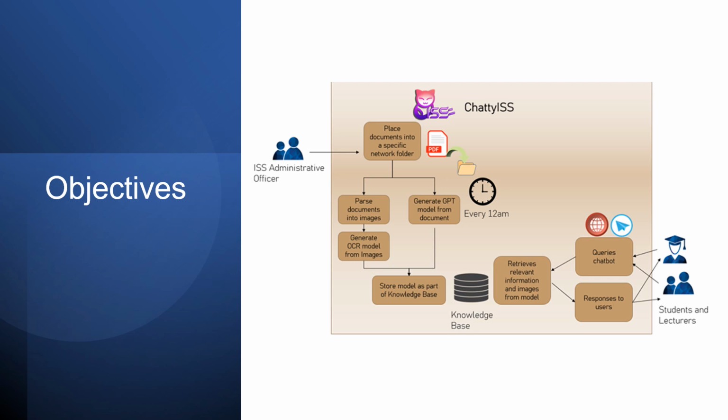As you can see, the administrative officer would insert documents into the folder in the network. At 12 a.m. sharp, the documents start being parsed separately by two subsystems. The documents are broken down into images and OCR is used to retrieve the text from the images. The second subsystem will generate a GPT model from the document. After this, the model is stored in the database as part of the knowledge base along with the original documents. Finally, when the user decides to send a query via the chatbot, the appropriate answer and a proof of image is returned back as a response.